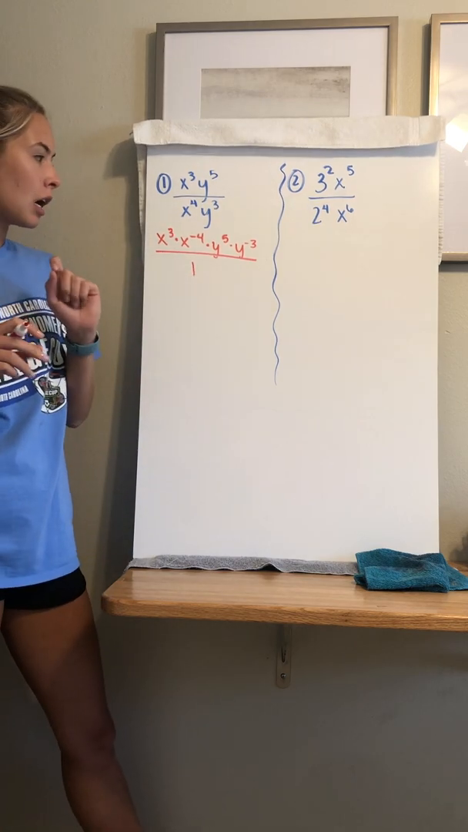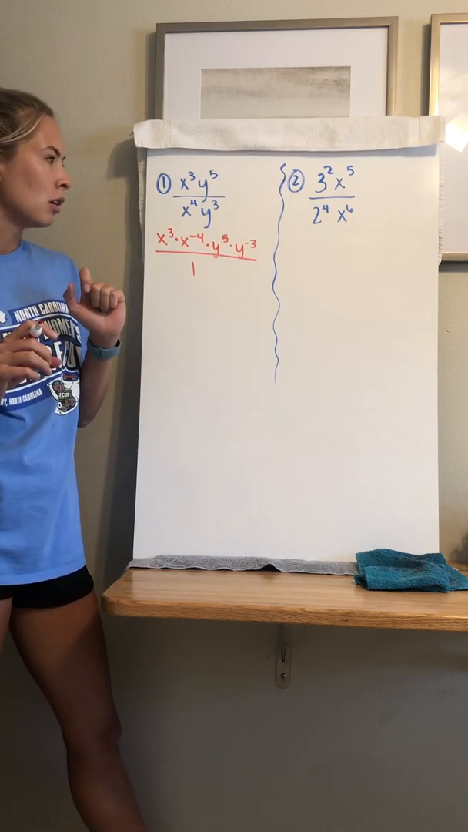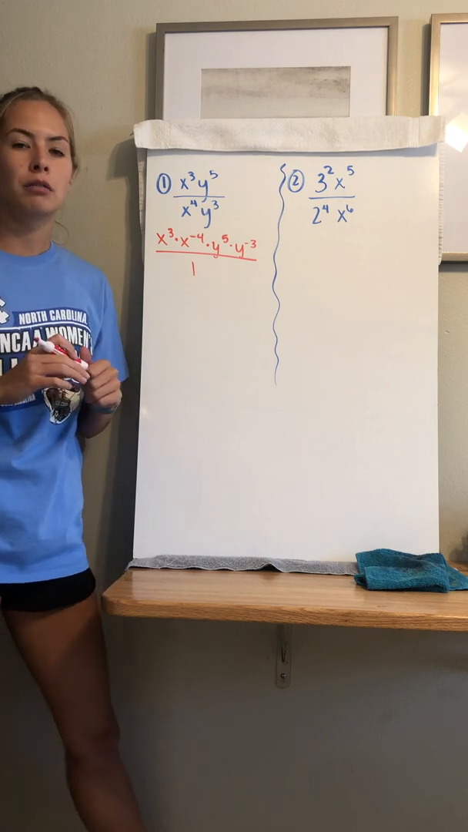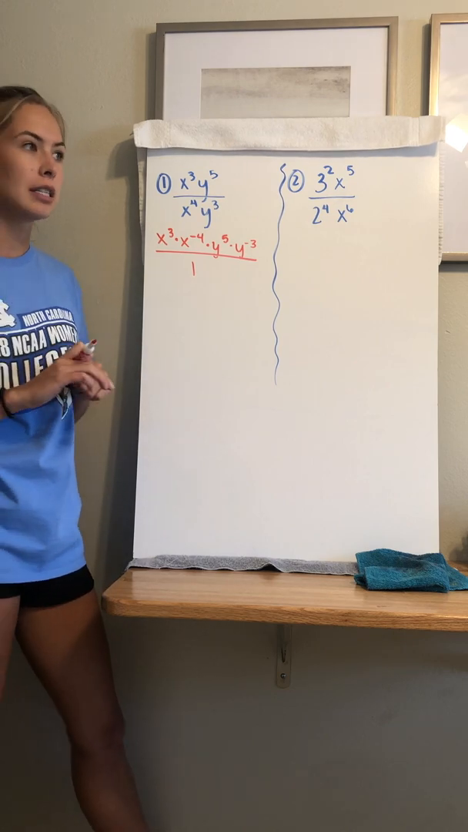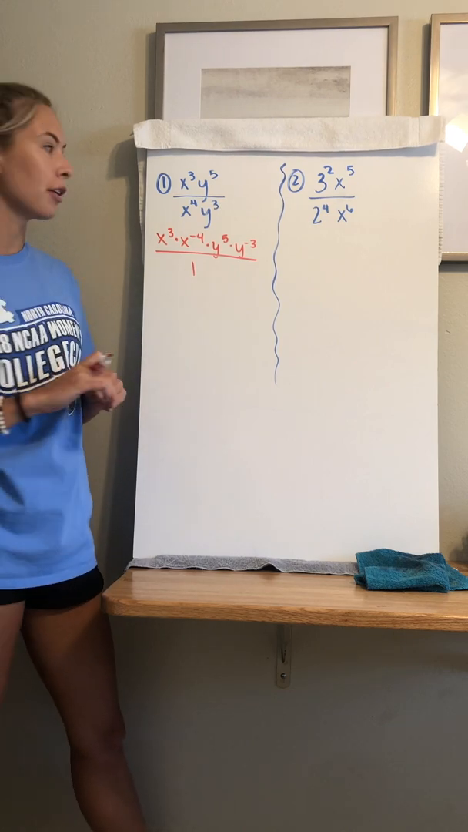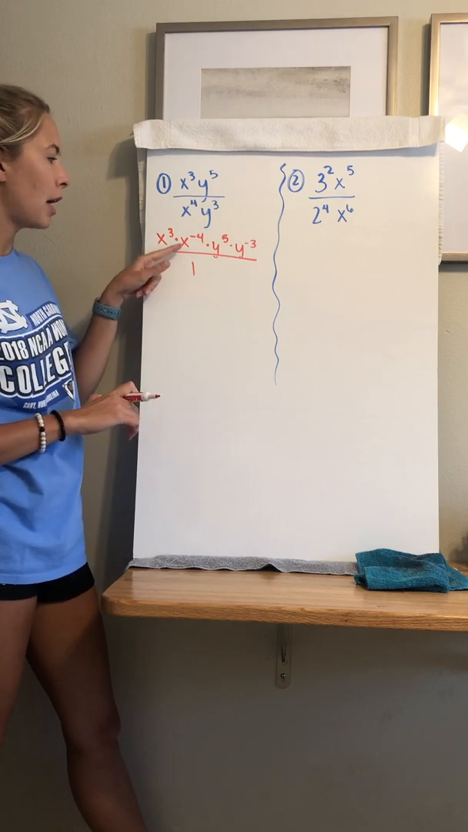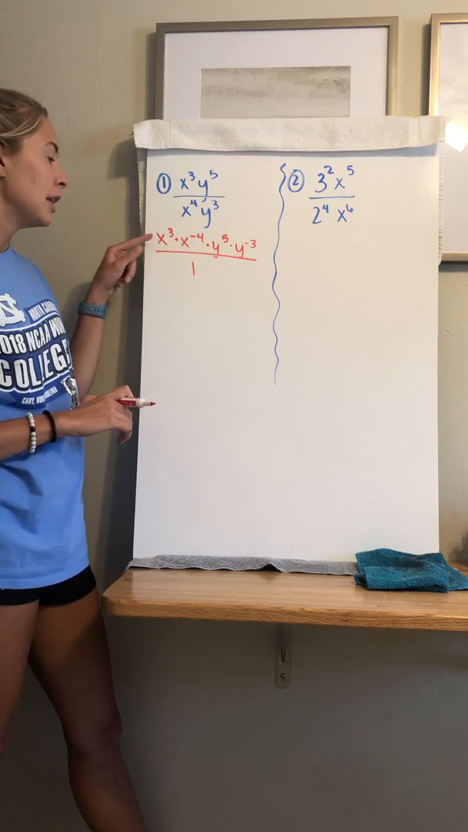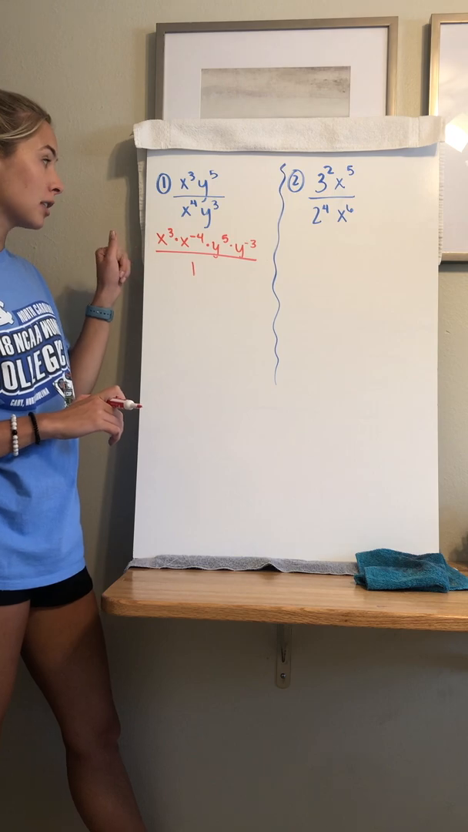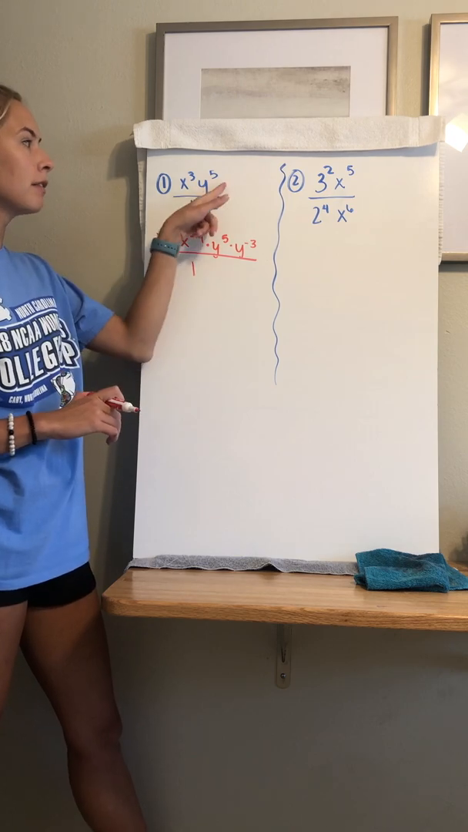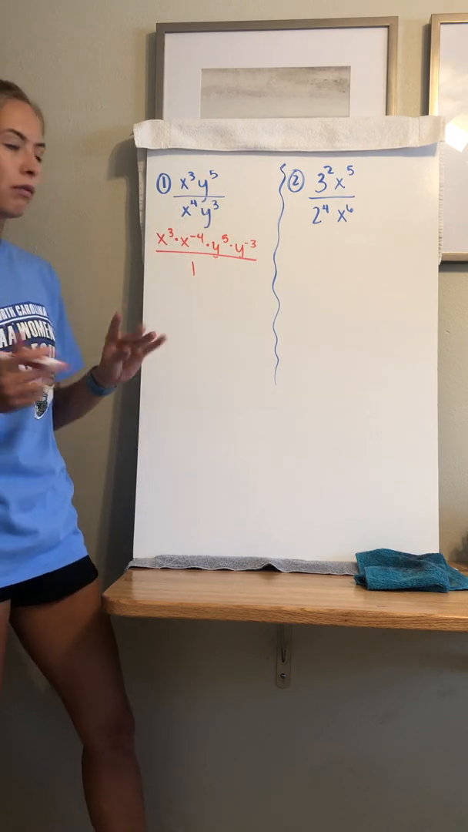Now, when we do this, I want you to get in the habit of putting the similar variables next to each other. So see how I put the x to the negative 4th next to x cubed. I didn't put it at the end of this. That just gets too confusing.